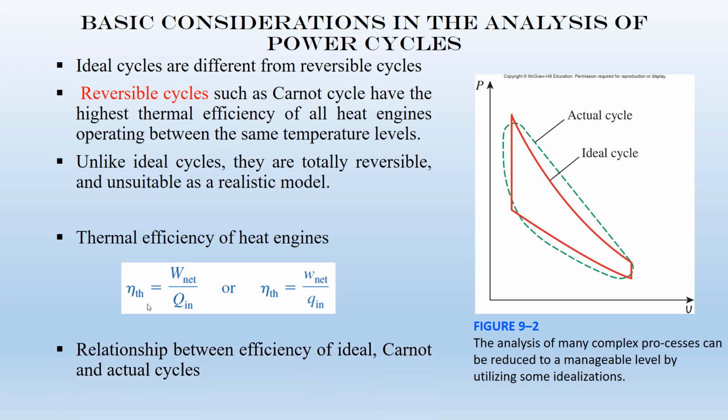Based on the definition, because the Carnot cycle is both internally and externally reversible, it must have the highest thermal efficiency. After that, because the ideal one is internally reversible, it has higher thermal efficiency than the actual one. However, its thermal efficiency is lower than or equal to the Carnot cycle. So this is the relationship between the thermal efficiency of actual, ideal, and Carnot heat engines based on their definition.